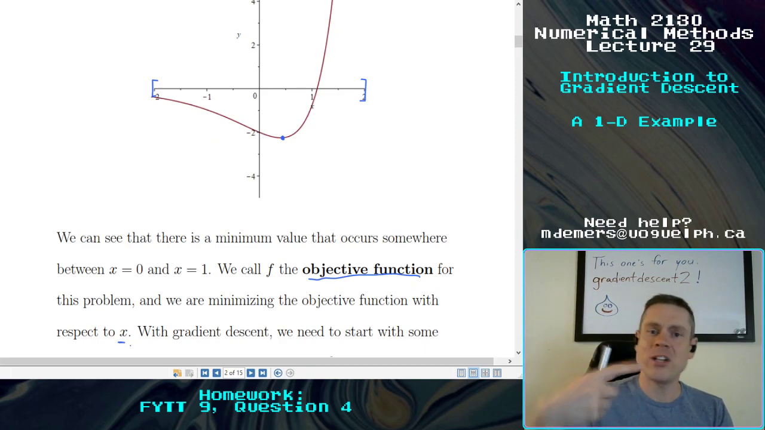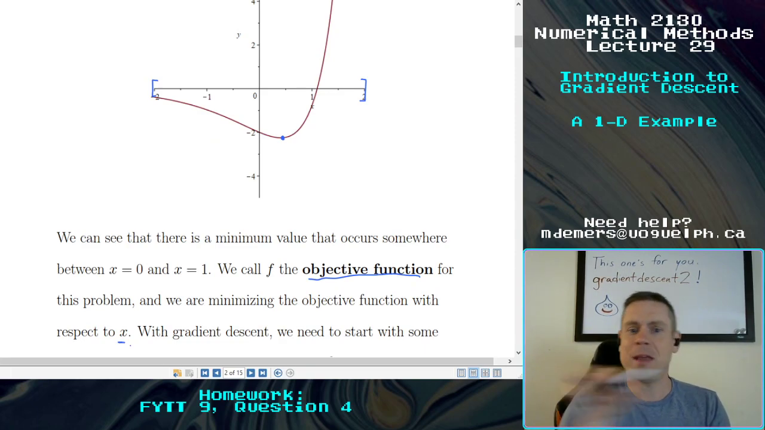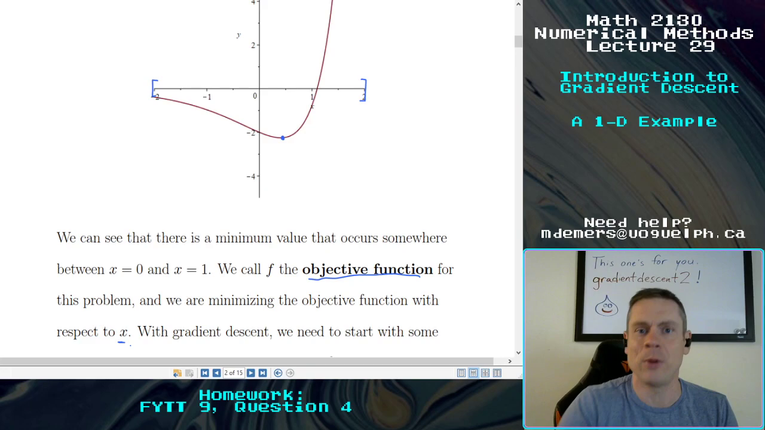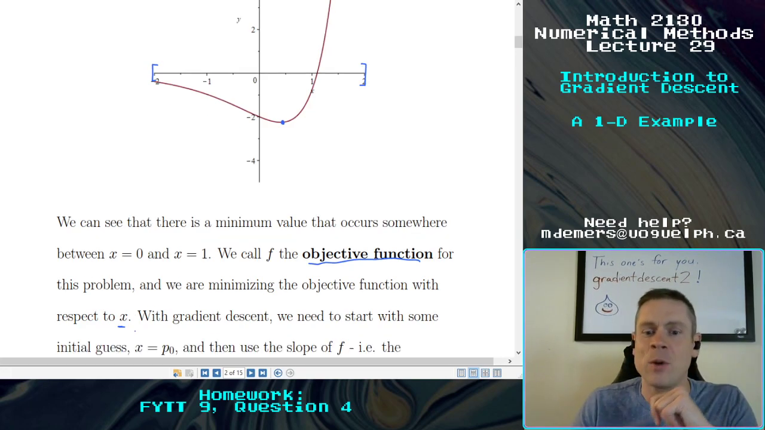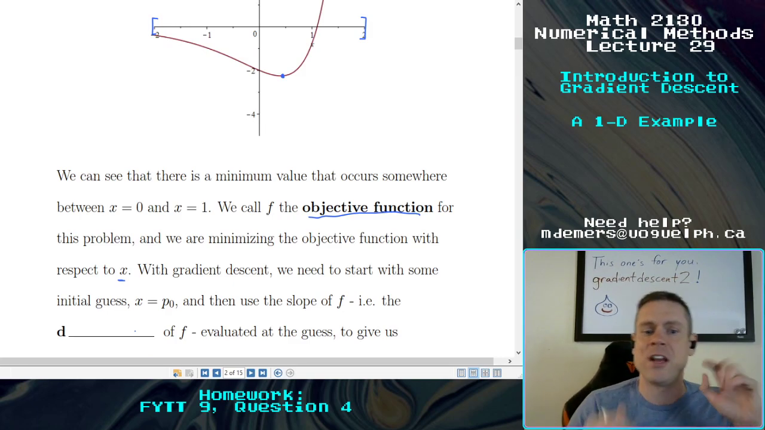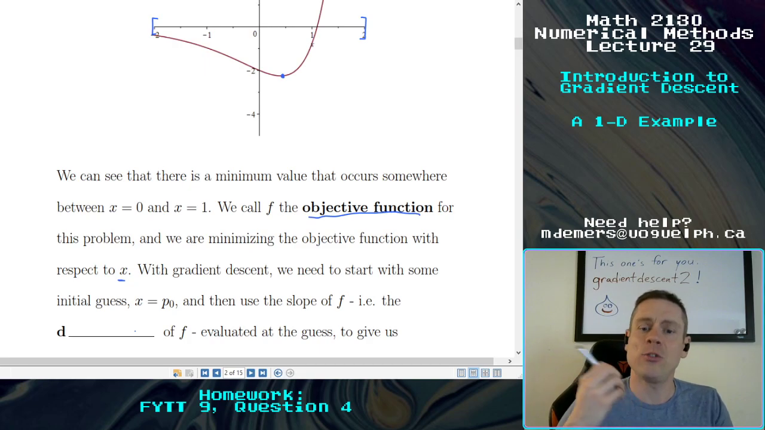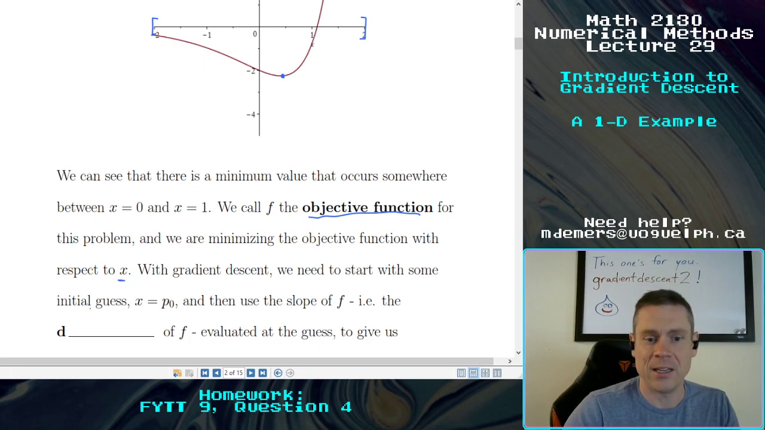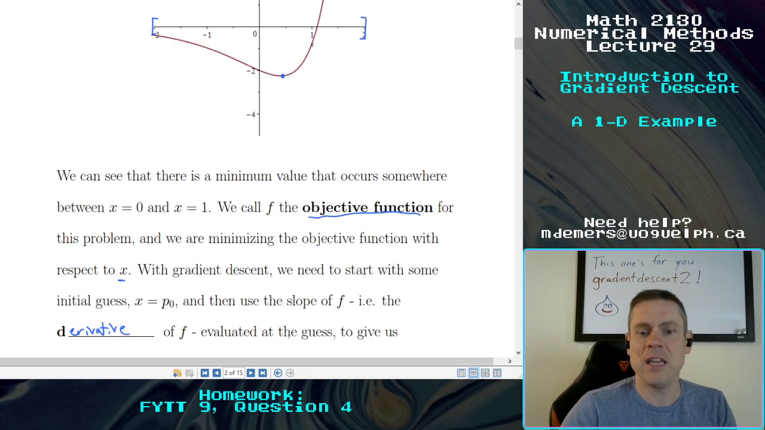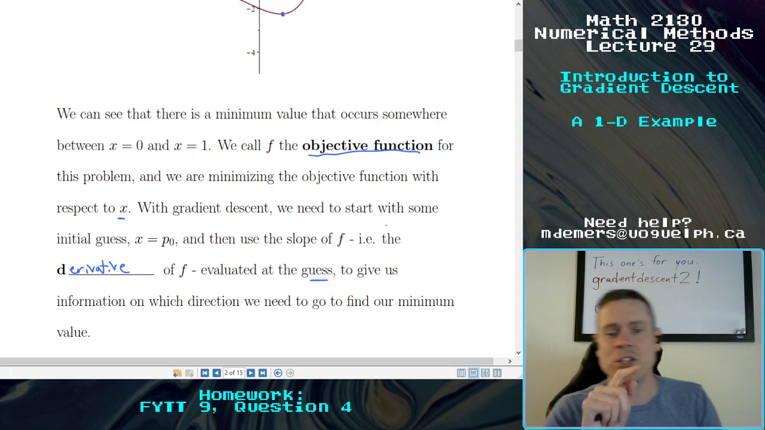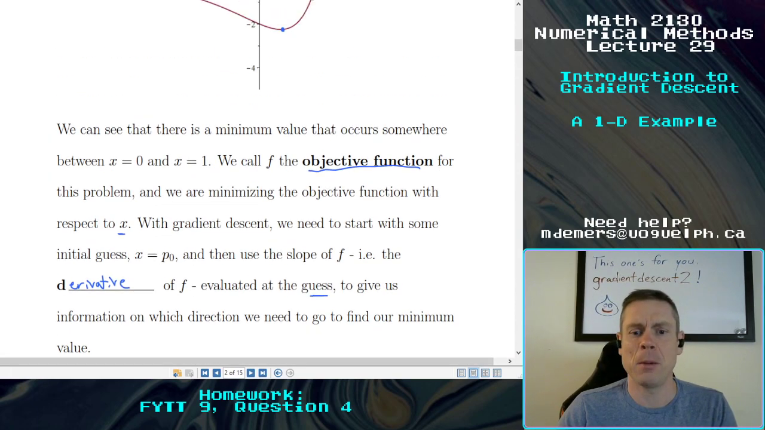So we want to find which x value makes the least value of the objective function. With gradient descent, this is how we work. We start with some sort of initial guess, we'll call it p0, x equals p0. We're going to use the slope of f, i.e. the derivative of f, evaluated at the guess to give us information on which direction we need to go to find our minimum value.